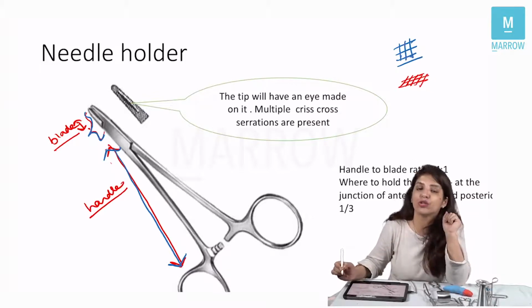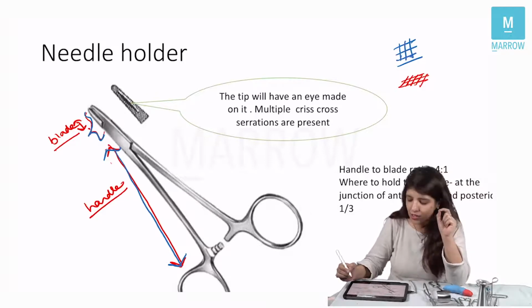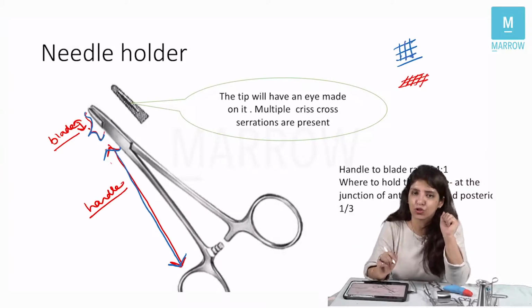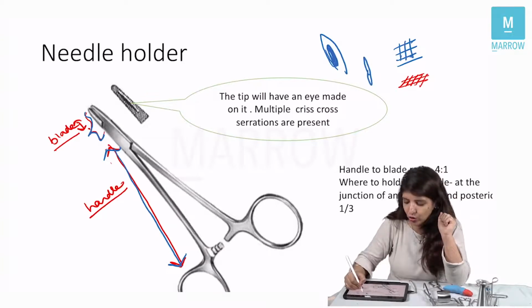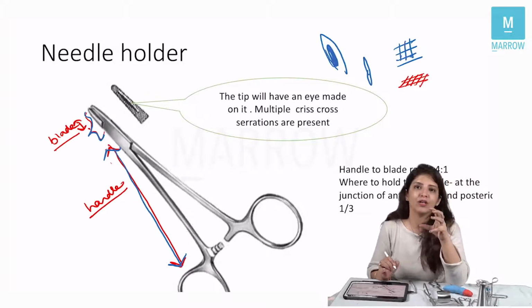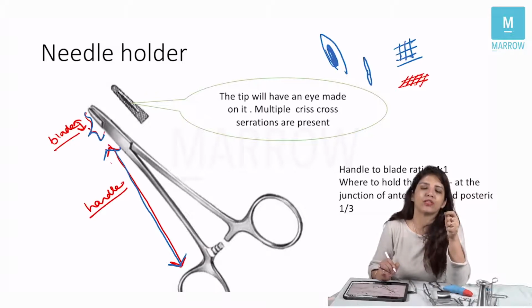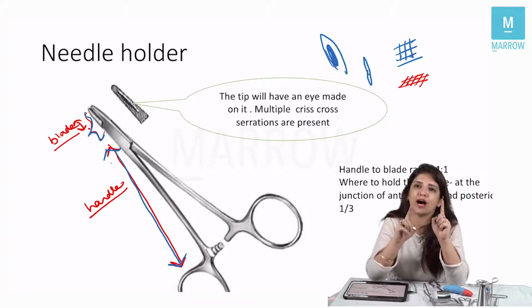Nowhere have I talked about crisscross serrations. In a needle holder, you get crisscross serrations, and on both the sides, on both the blades, there will be crisscross serrations, and on one side, there will be an eye present or a groove present, right? An eye or a groove will be present. This eye or groove is present to prevent the straightening of the needle, right? So when you are holding the needle, so that the needle doesn't straighten, that is why this groove or an eye is present on one side. Otherwise, on both the sides, yes, crisscross serrations are present.